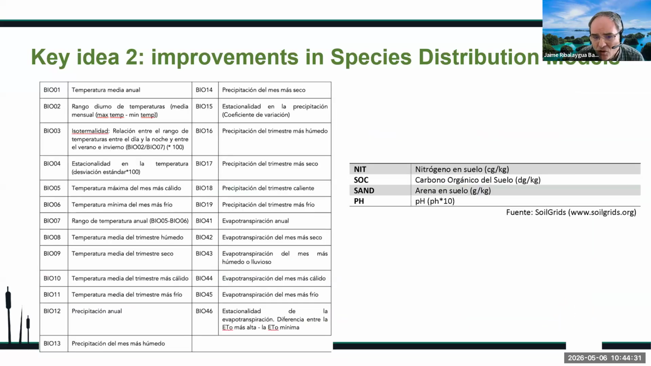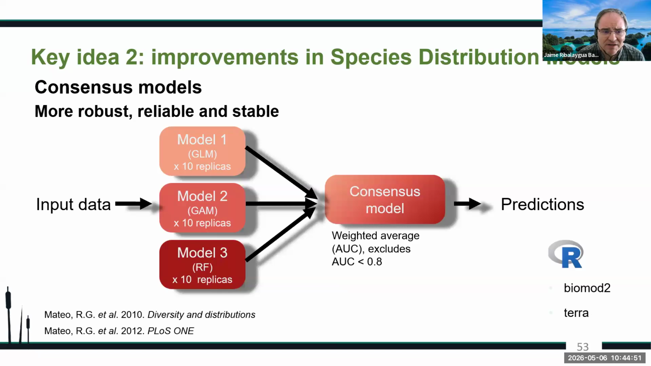And finally, we have also included other information regarding soil, which of course affects plants. So in the species distribution model, we have included all these WorldClean corrected variables, the evapotranspiration and the soil variables, and this produces a very good result. Finally, we have also improved the species distribution model using a consensus model. We used 3 different types of species distribution model with 10 replicas each one, so we have 30 replicas, and from those we produce this consensus model that produces more robust, reliable, and stable results.